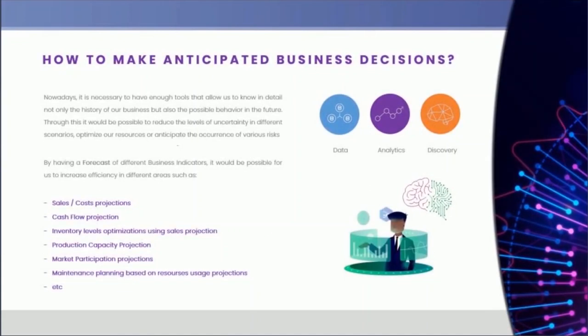And so the question I'm going to ask is, how do you make anticipated business decisions? And that is where forecasting and data analytics comes into place. Nowadays, it's necessary to have enough tools that allow us to know in detail not only the history of our business, but also the possible behaviors in the future. And through this, it's possible to reduce the level of uncertainty in different scenarios and optimize our resources or anticipate the occurrence of various risks.